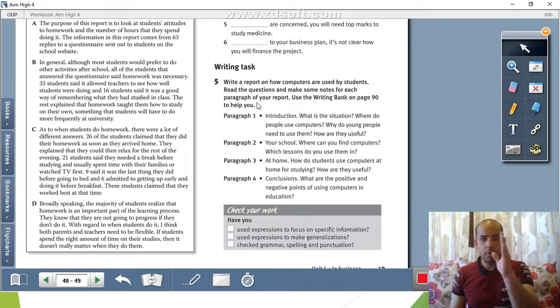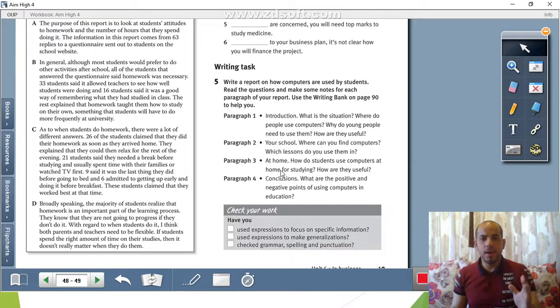Then write a report. So finish the previous 2 exercises in your student book, then move to your workbook to solve the first exercise, then move to number 5, write a report on how computers are used by students. Okay, these lines guide you. The first paragraph should be the introduction. The second paragraph should be about your school, and the question is, where can you find computers and which lessons do you use them in?